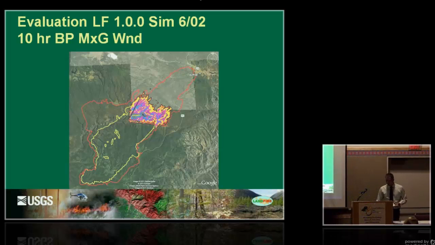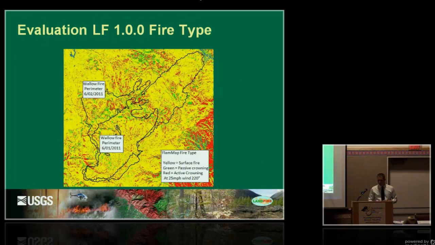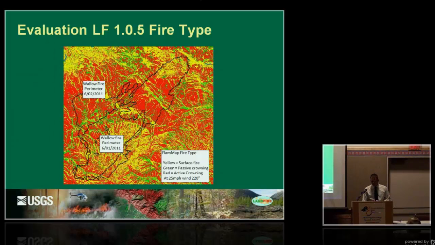And then this is the fire type as well. So Charlie's slightly colorblind, I think, but he likes to use surface fire as yellow, and he doesn't mind I say that. Sometimes people use green, but green here is passive crown fire, and red is active crown fire. So the max gust wind speed is 25 miles an hour, and the wind angle is 220 degrees. So take a look at those colors real quick, and then we'll shift over. Now you can see the increase in active crown fire was quite a bit. And this is the LANDFIRE 2001 data.